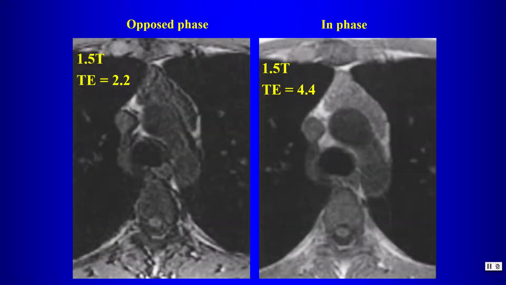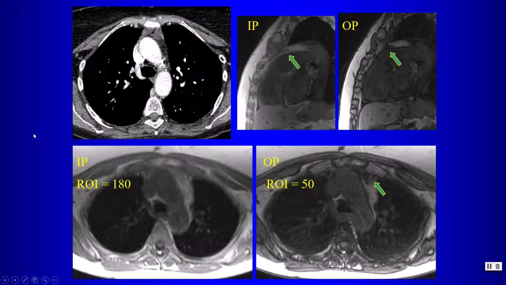Now, MR with in-phase and opposed phase imaging can help us differentiate thymic hyperplasia from neoplasm. At 1.5 Tesla, every 2.2 milliseconds you will be in phase and out of phase. So at 2.2 milliseconds, you will be out of phase. At 4.4, you will be in phase. And so if there's dropout in signal on the opposed phase images, then that supports a diagnosis of thymic hyperplasia.